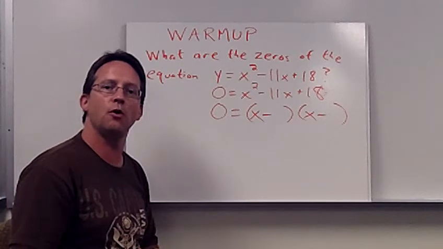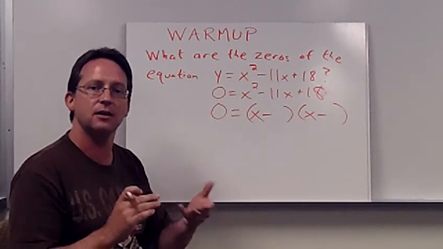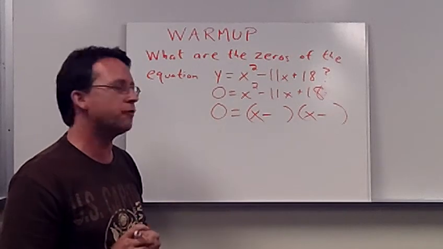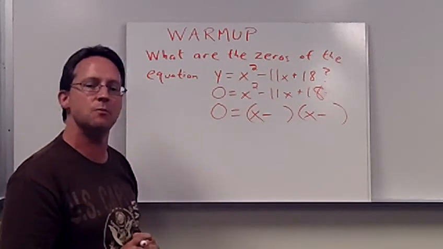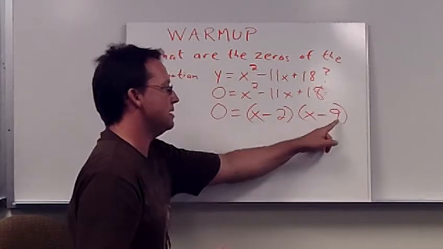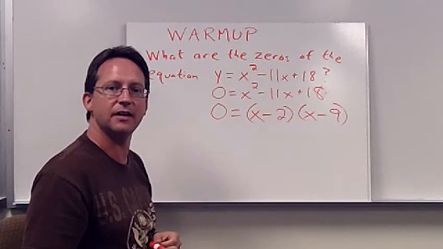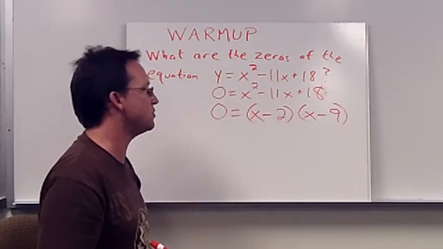We need two numbers that multiply together to get 18. 1 times 18, 2 times 9, 3 times 6. We're looking for the one that will give us an 11x in the middle, and 2 times 9 will do that, right? Negative 9x, negative 2x, we've got a negative 11x. So we match that up.